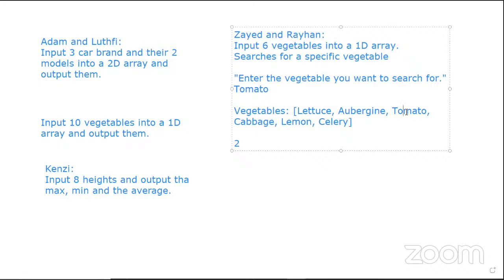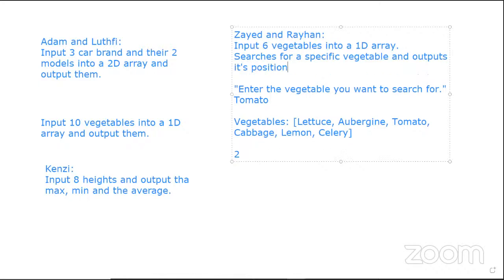Do you get it? Wait, why will it output 2 again? Because this program right here searches for a specific vegetable and outputs its position in the array. So if the user inputs aubergine, it's gonna output 2. No, it will output 1 because an array starts at 0, so it's 0, 1, 2. Okay.